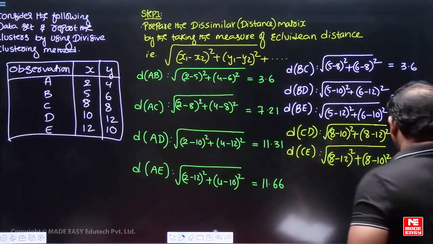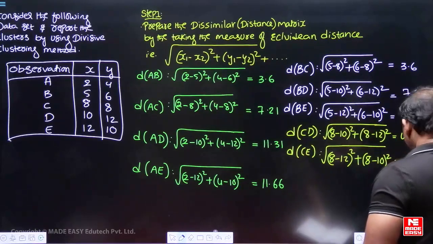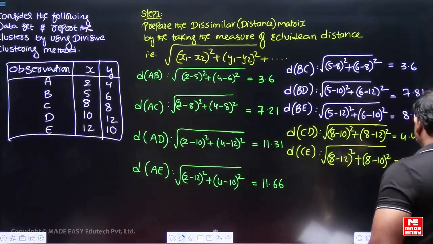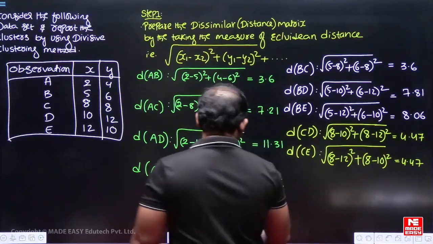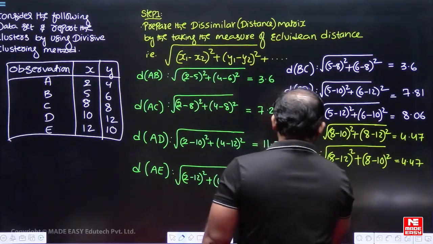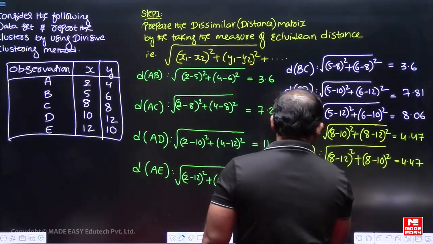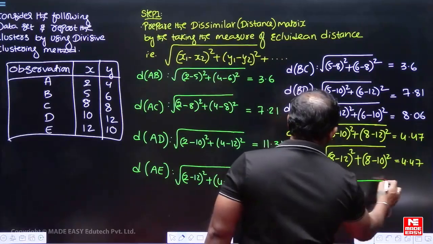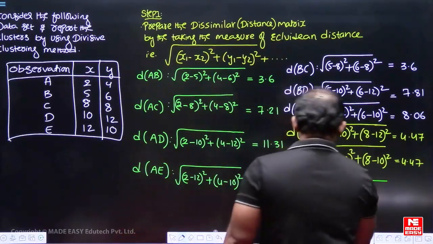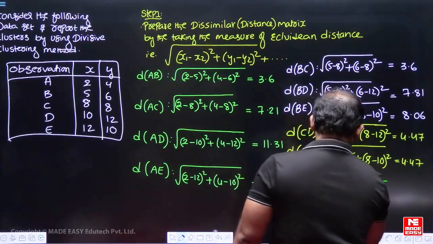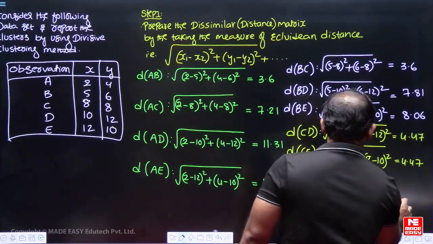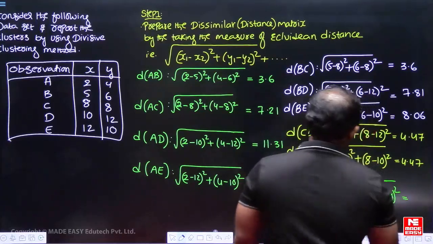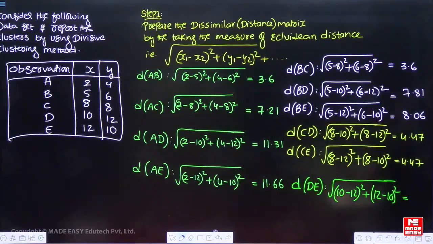I calculated 4.47 and 4.47. Okay, cross examine that. After this, what do you have? The last one, the distance between D and E, that's it. The remaining combinations are already done. So D and E: (10 minus 12) whole square plus (12 minus 10) whole square. Okay, calculate this. The calculated value is 2.82.